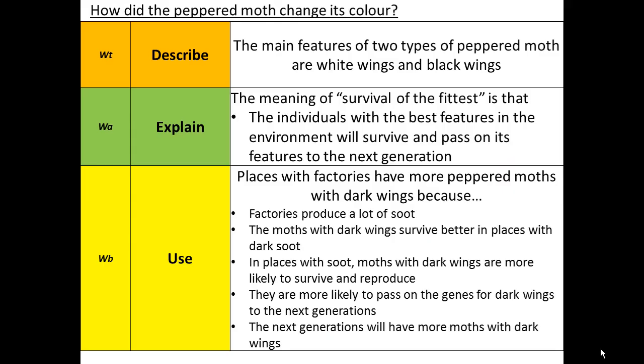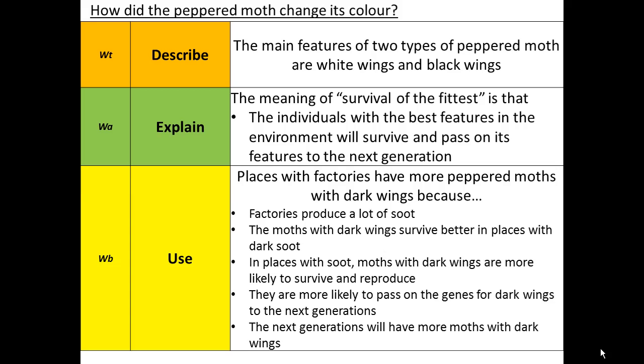So, describe: the main features of the 2 types of peppered moth are white wings and black wings. Then, the meaning of survival of the fittest is that the individual with the best features in the environment survives and passes on its features to the next generation. Okay, its features, because it's an individual. Places with factories have more peppered moths with dark wings because factories produce a lot of soot. The moths with dark wings survive better in places with dark soot.